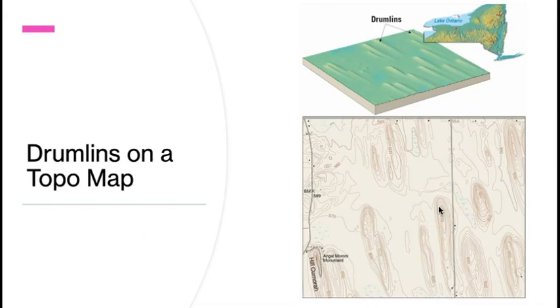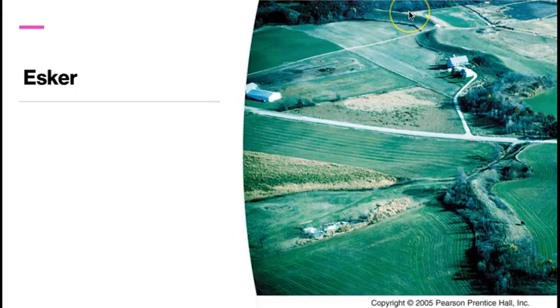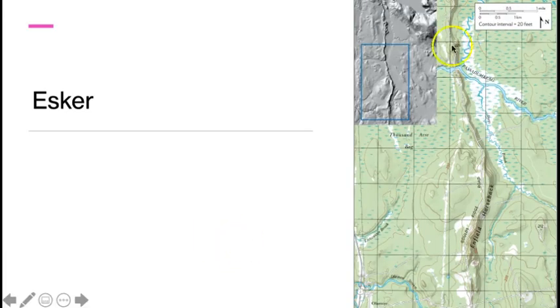Here's what drumlins can look like on a topographic map. Note the steeper and less steep sides, which in this case tell us that the glacier advanced from the north. Eskers also form from till beneath a glacier. They are different than drumlins in that they are considerably longer and form when a meltwater stream exits a glacier. Here's an esker on a topographic map.